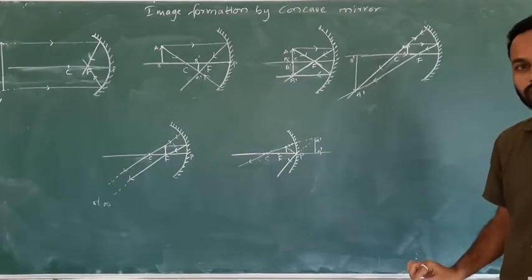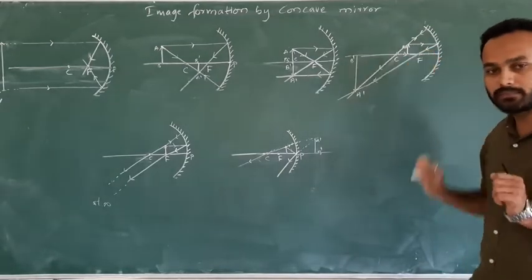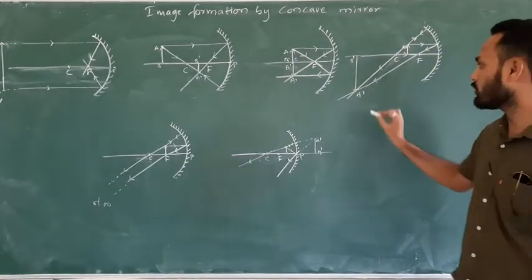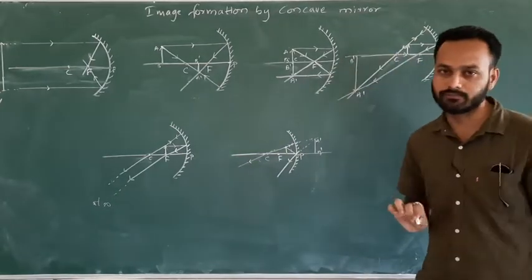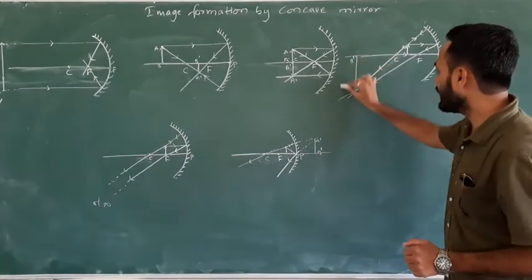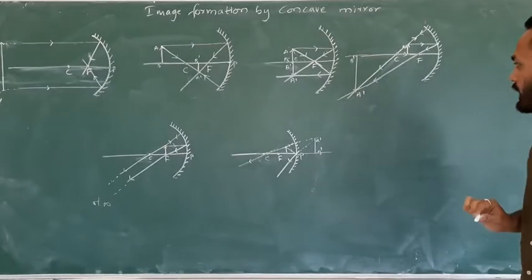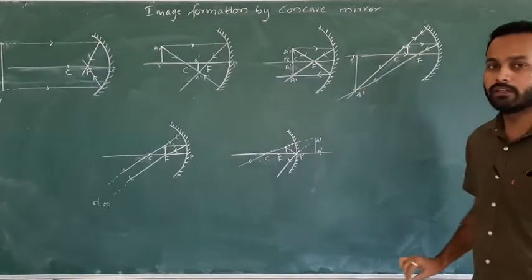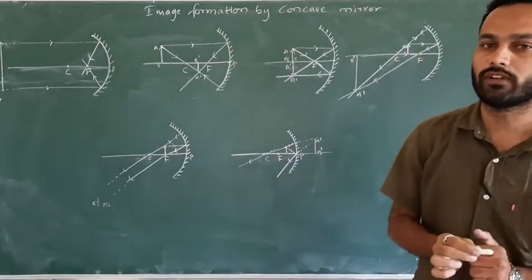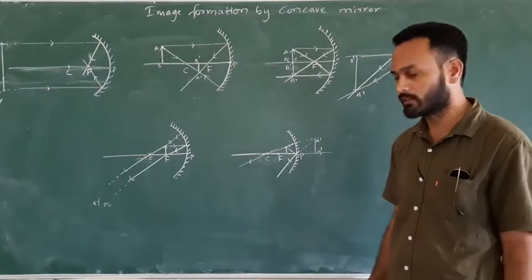So what do we infer from this ray diagram? That when the object is placed between F and C, the image is formed beyond C. And size, you can see it is the enlarged image of the object AB. Okay, and the nature will be real since it is formed by the actual intersection of reflected rays, and it is an inverted image of the object.